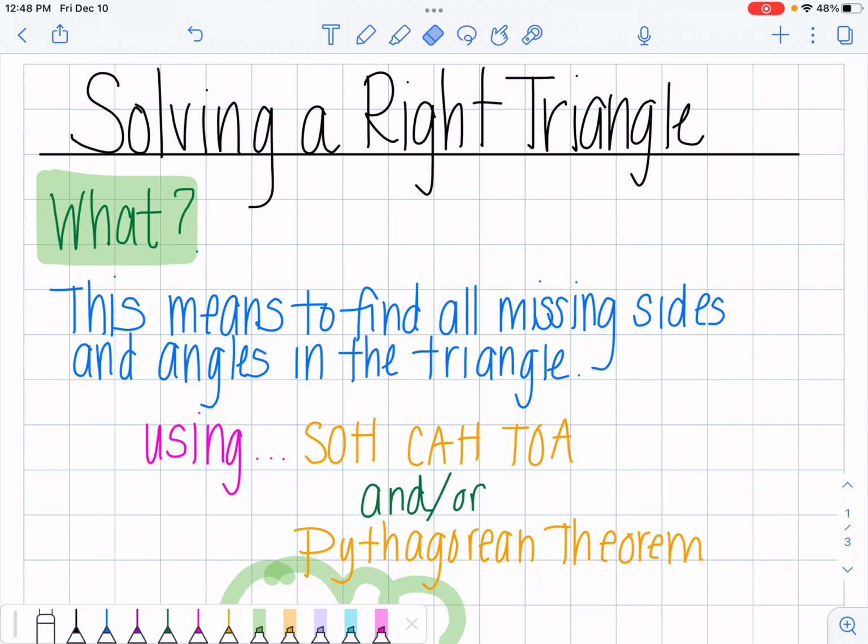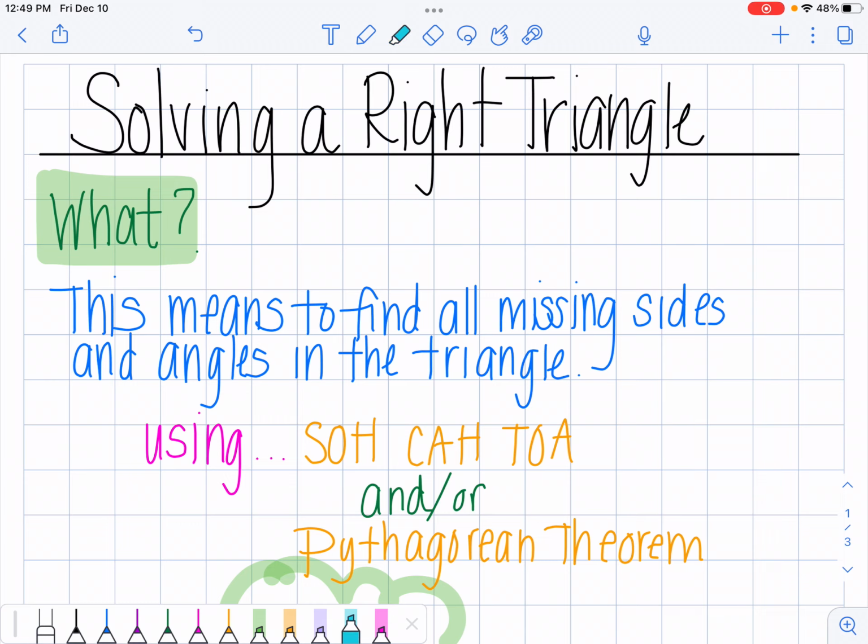Hi there! In this video we're going to talk about how to solve a right triangle. So what does that mean? It means they're going to give you a right triangle, which is a triangle where one angle is 90 degrees, and you have to find all the missing sides and all the missing angles.